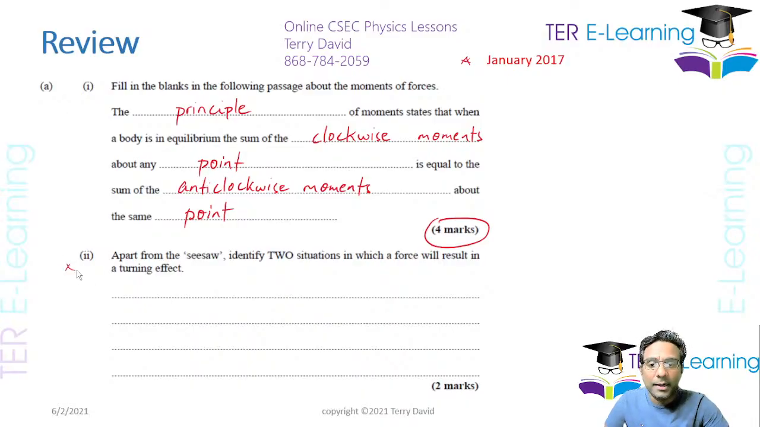Next part, apart from the seesaw, identify 2 situations in which a force will result in a turning effect. So whenever you apply a force to a body that has a pivot, that force is going to have a turning effect. It's going to start to rotate, either clockwise or anti-clockwise. Now they just want 2. So opening a door, as an example.